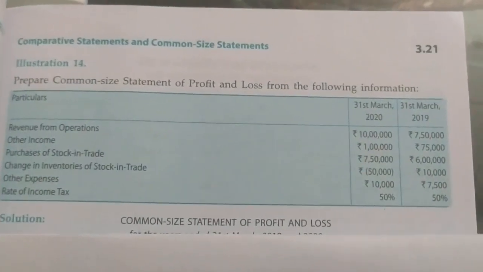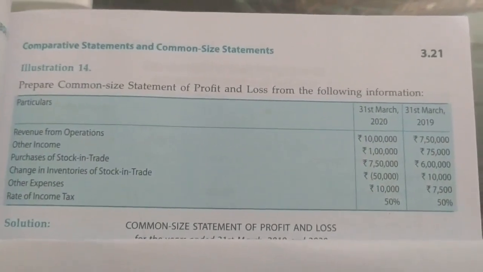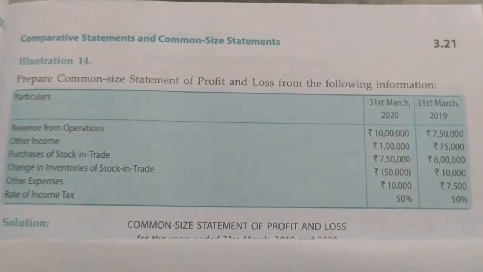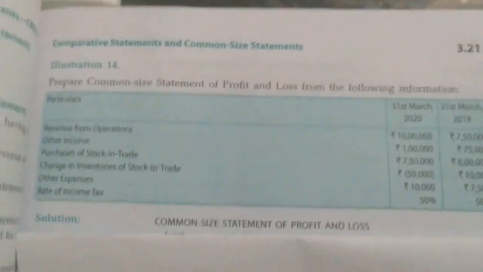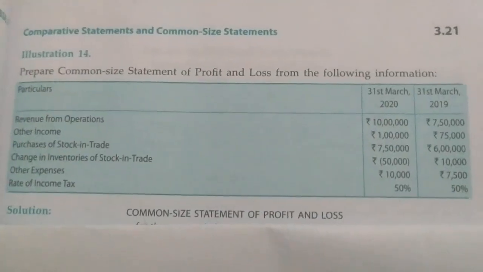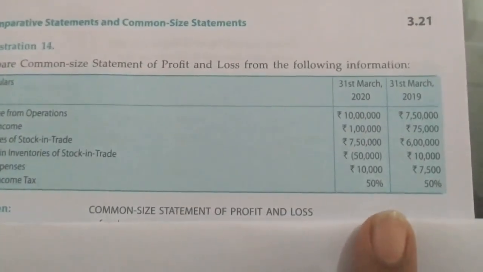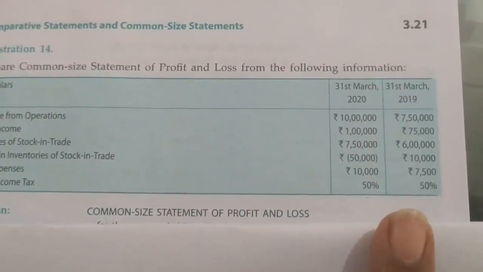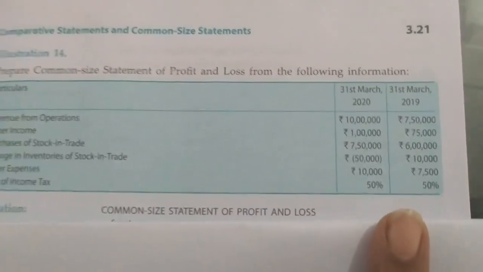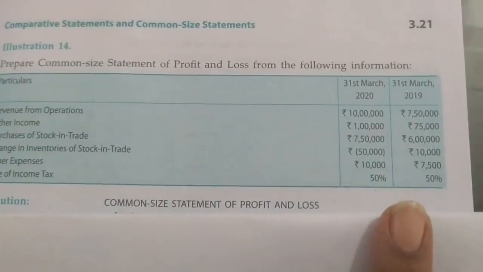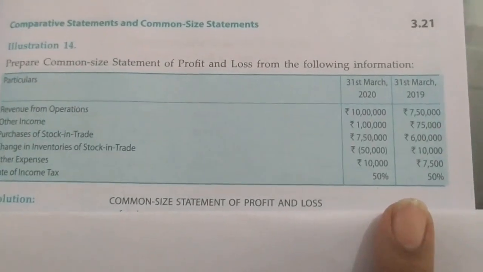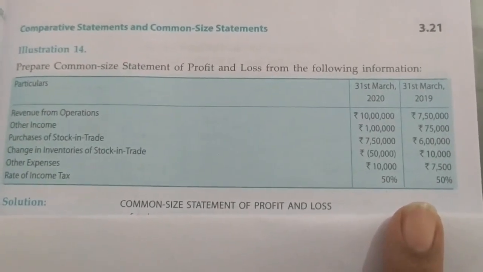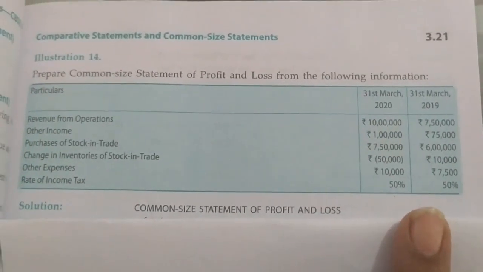Now a question on the basis of this common size statement of profit and loss. This is the question in which first revenue from operation is given, and the current year is 2020 and the previous year is 2019. So revenue from operation is given as 7,50,000 for the previous year and 10 lakh for the current year.